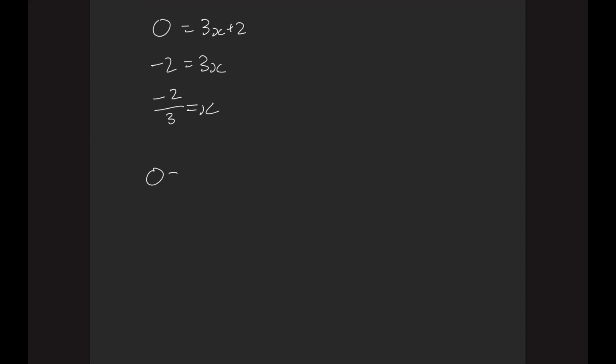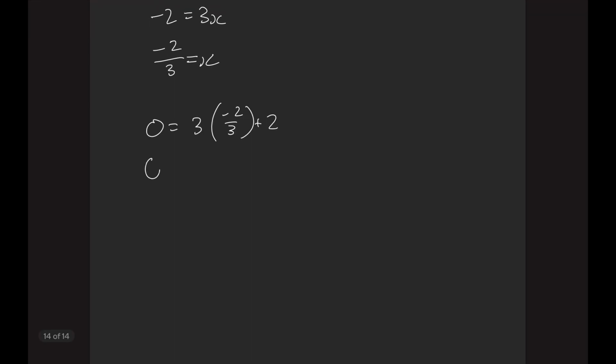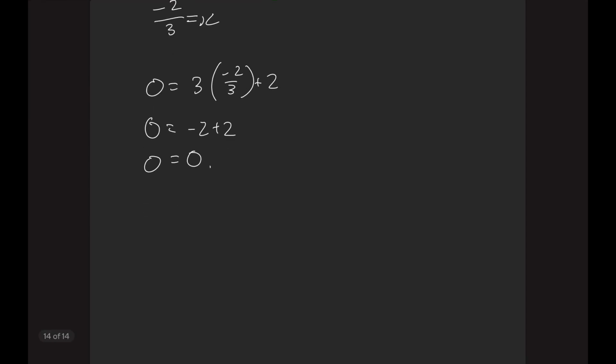So if we want to plug this x value back into the equation, we're going to see that 0 equals 3 times negative 2 over 3 plus 2. Is this equation true? Let's see. It is true. And done. If the equation is true and your x value, when plugged back into the equation, yields a true equation, or in this case 0 equals 0, you've solved for a root of x, or a solution for x.